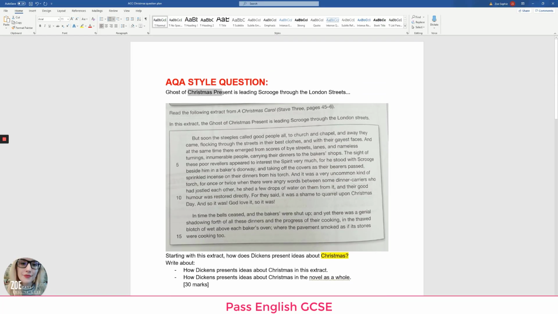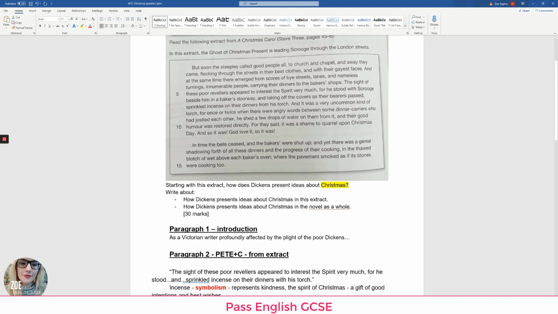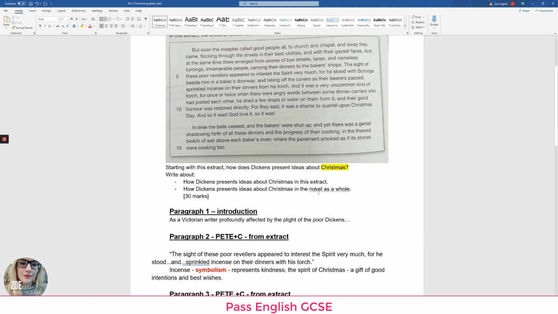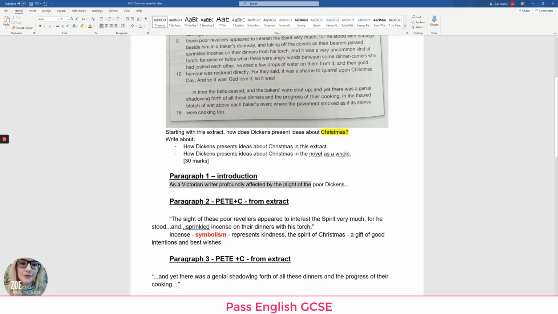So, I've picked this extract on Christmas. Starting with the extract, how does he present ideas about Christmas? So, Christmas in the extract and the novel as a whole. I'd have an introduction about why Dickens is writing a novella that has a key theme of Christmas. You've got to think about why he's setting it in that time. Why not Easter? That's religious too, right? But no, he's chosen Christmas.